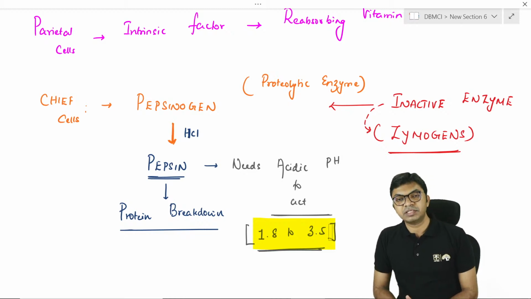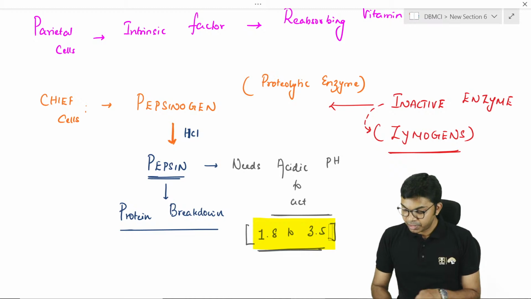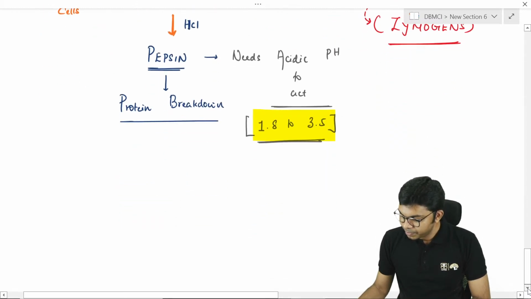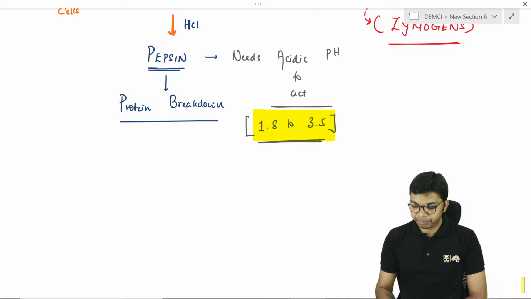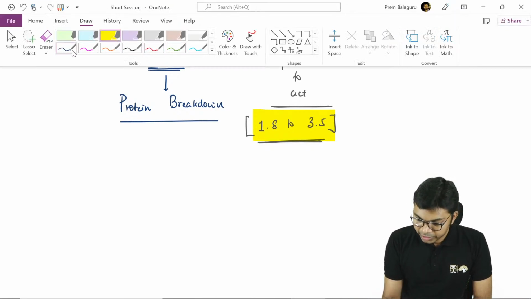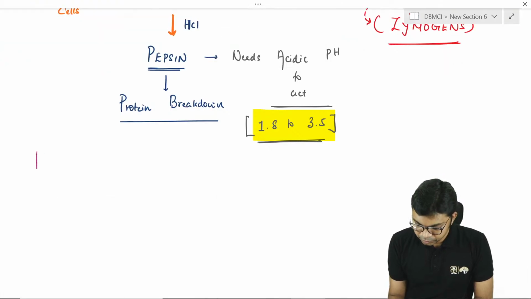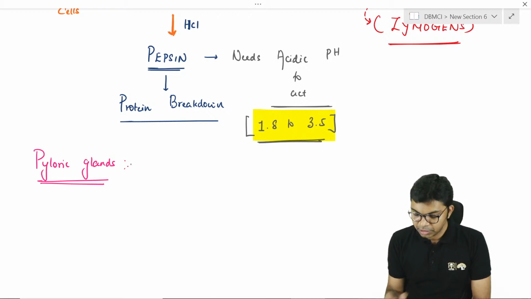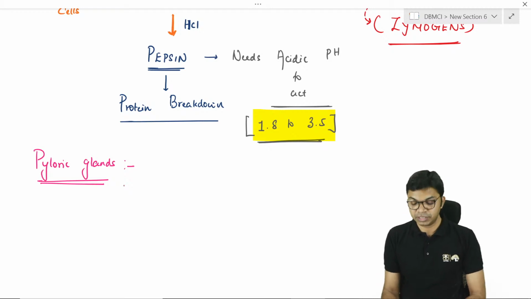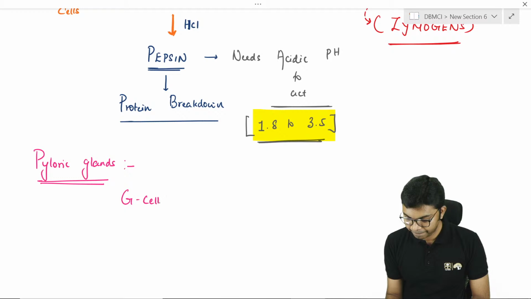People, so that's the secretions of the stomach when it comes to chief cells, parietal cells, as well as the mucous cells. Now you also have to understand the hormone coming out of pyloric glands. When it comes to pyloric glands, people, we see that pyloric glands have two kinds of cells. One is the mucosal cell that produces mucus. The second one is G cells. G cells produce gastrin.